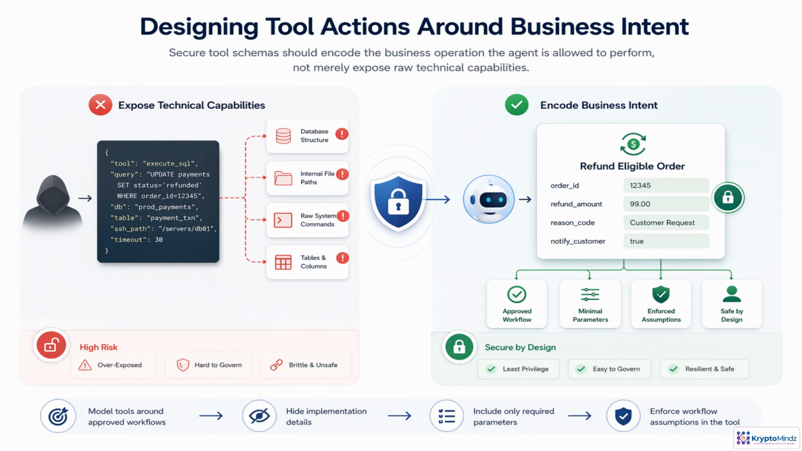Another useful frame is to treat a tool like a service counter, not a master key. The agent should be able to request an approved business outcome, such as refund an eligible order, rather than run arbitrary SQL or touch payment tables. That keeps database names, file paths, commands, and internal structures out of reach. It also narrows inputs to what the workflow truly needs: order ID, amount, reason, and maybe a notification choice. Most importantly, the tool itself must enforce eligibility and assumptions, so safety does not depend only on a prompt behaving well.